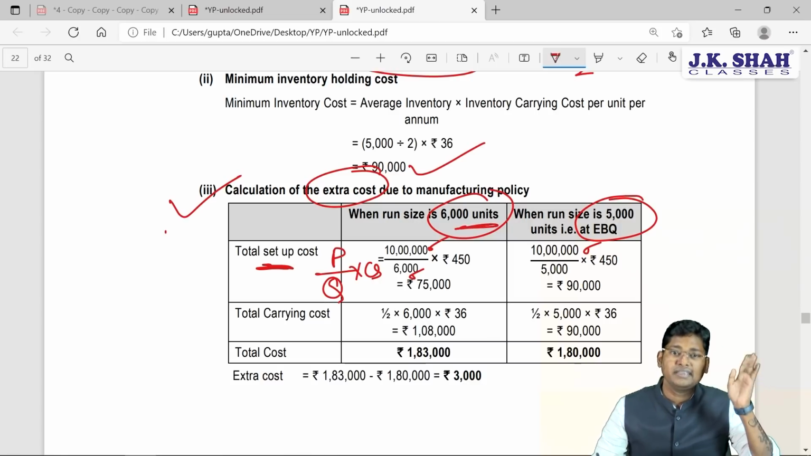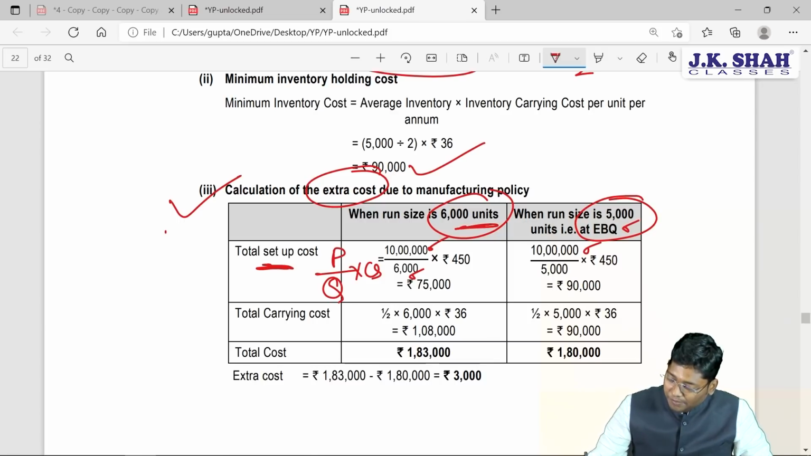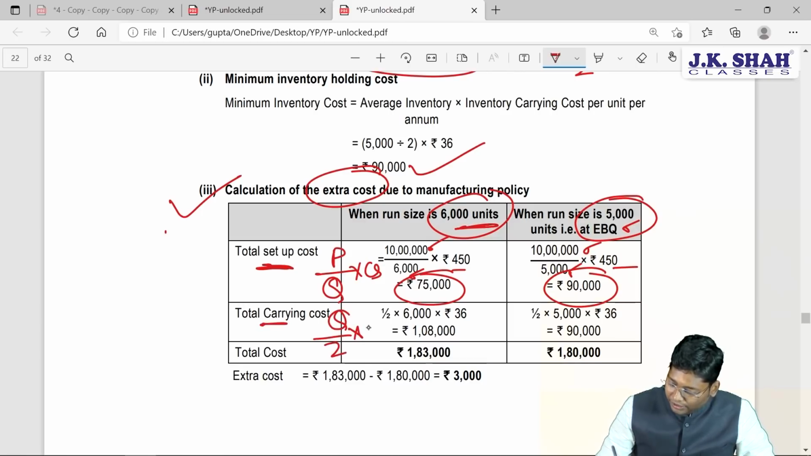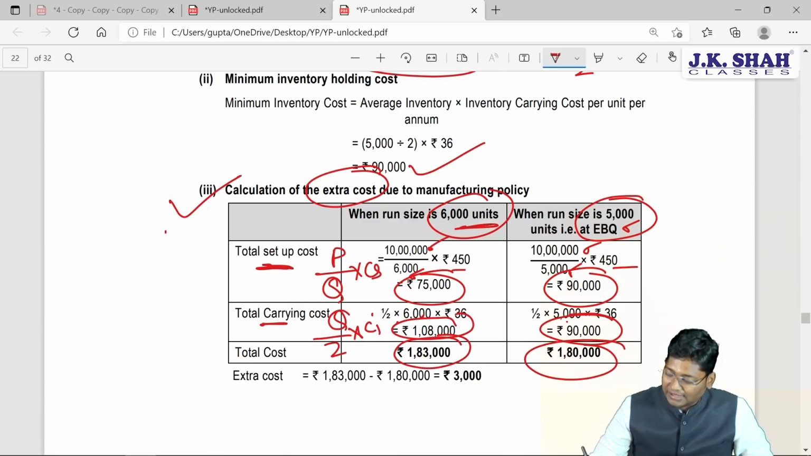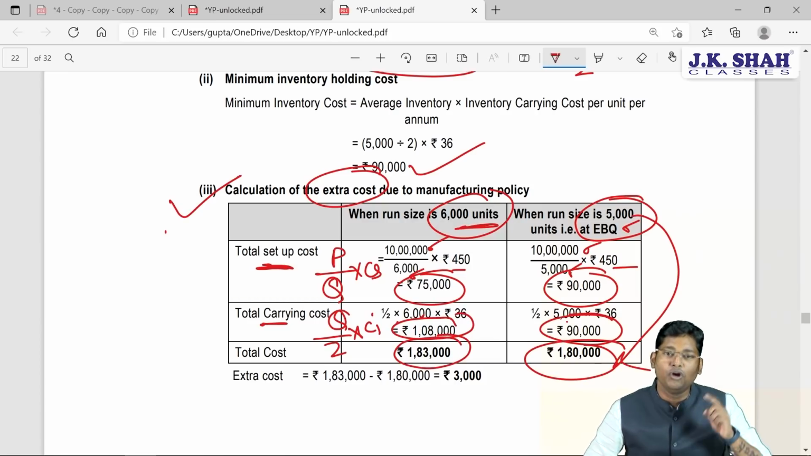Company's policy says 6000 produces and our EBQ policy says you should produce 5000. Accordingly, we have computed these values by multiplying with 450. Whenever you are calculating carrying cost, it's Q divided by 2 into your carrying cost, which is CI. Your quantity is 6000 divided by 2 into 36, and 5000 divided by 2 into 36, you are going to get this cost.